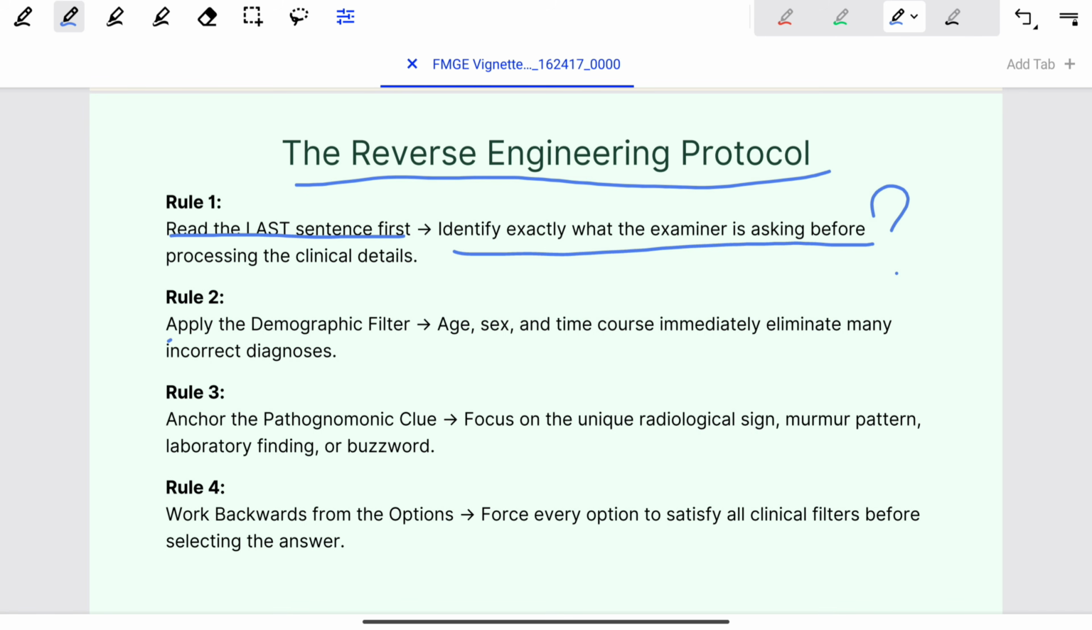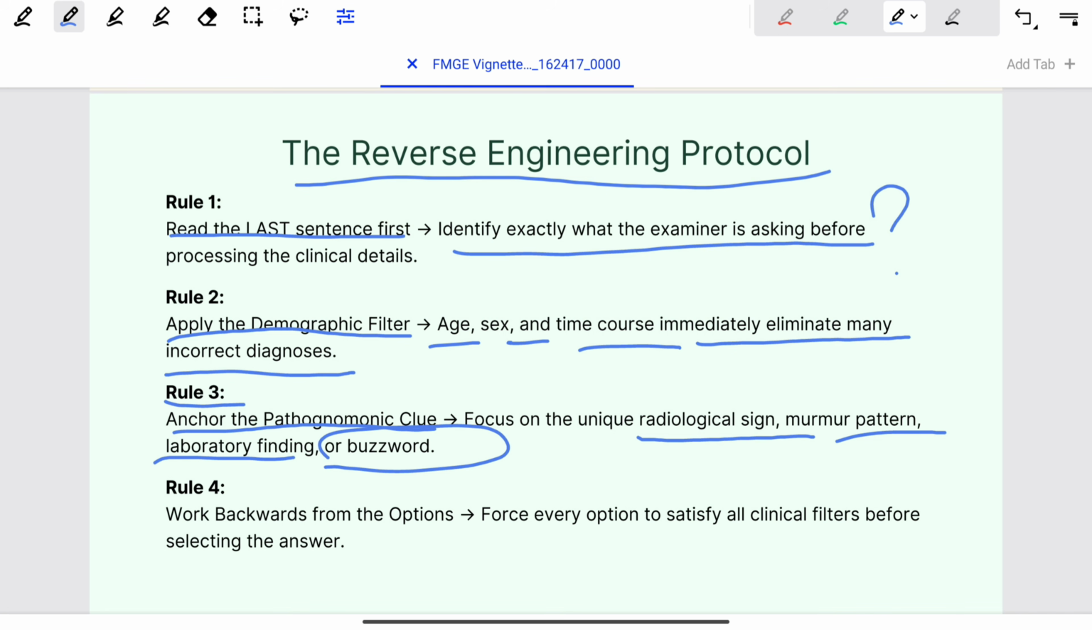Second, apply the demographic filter. Pay attention to the age, sex, and time course. These details often eliminate multiple diagnoses immediately. Third, identify the diagnostic anchor. Many FMG questions contain a high yield clue, such as a characteristic radiological sign, a classic murmur, a laboratory finding, or a frequently tested buzzword. Finally, verify every option. The correct answer should explain all major clues provided in the vignette. Never choose an option simply because one part of the question sounds familiar. The goal is not faster reading, the goal is more focused reading.